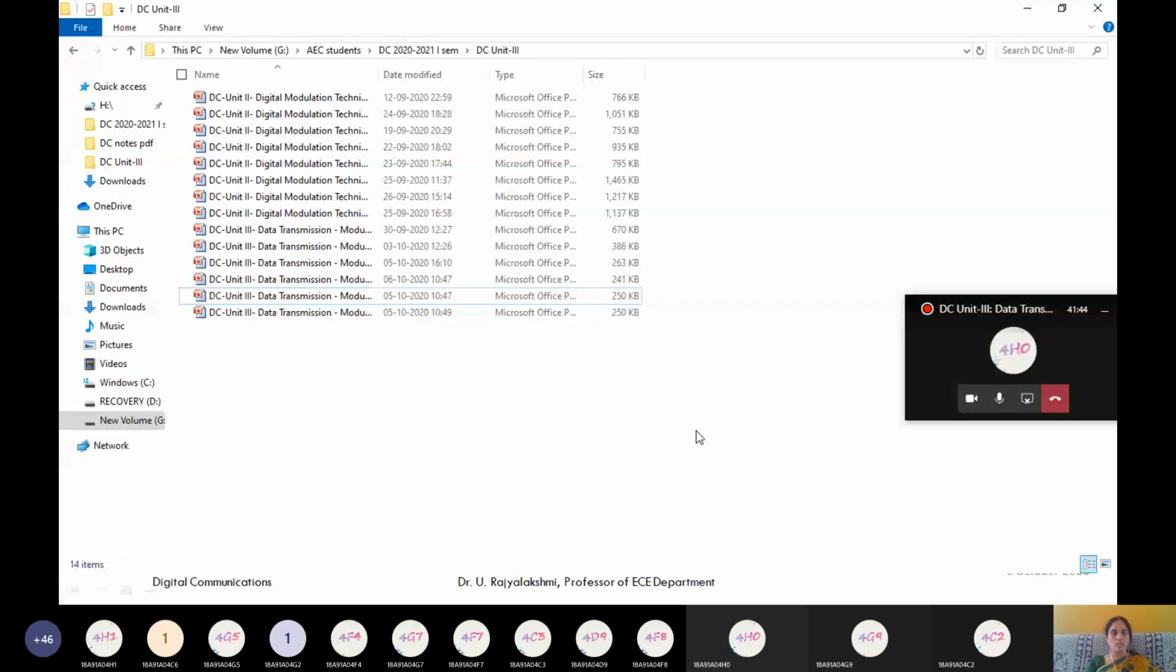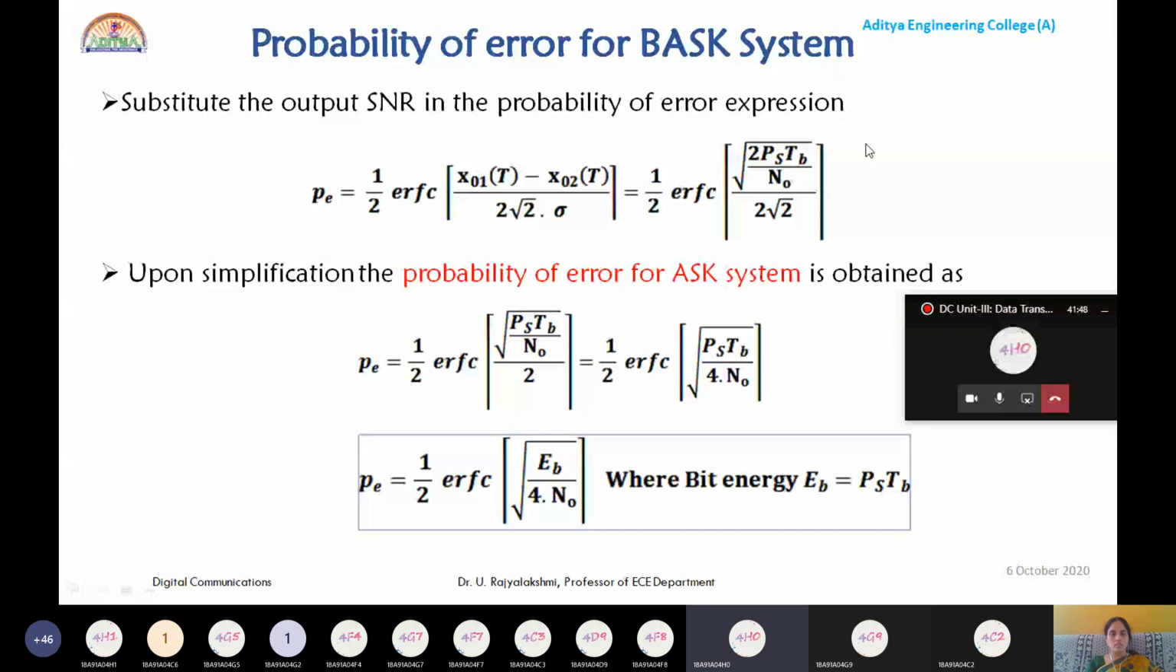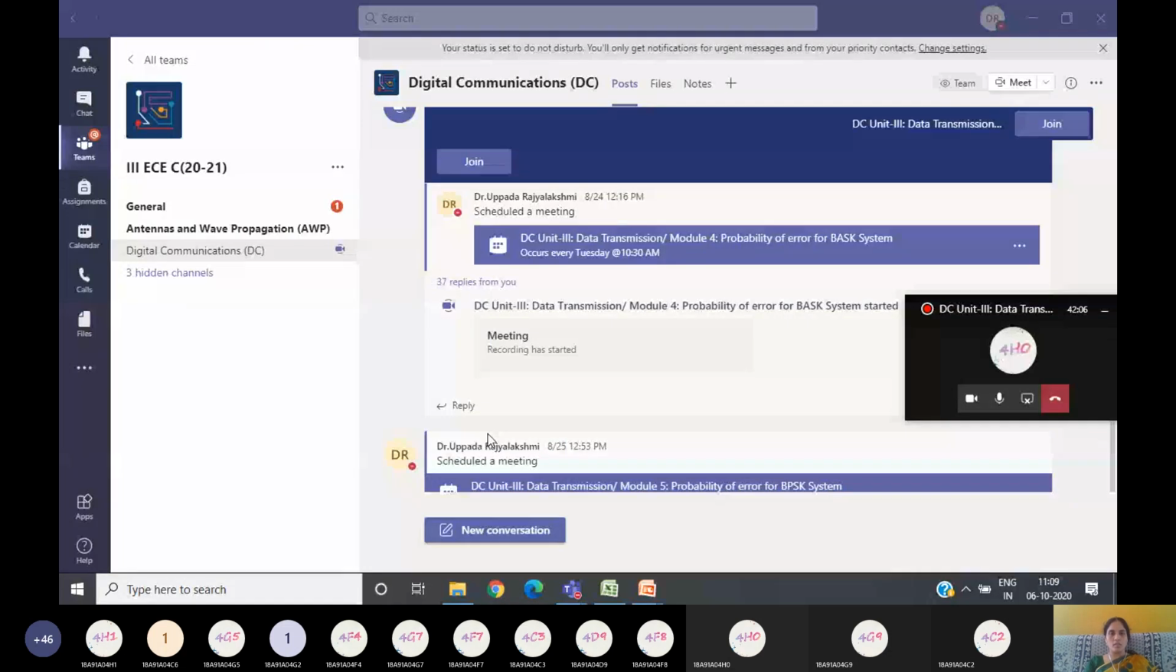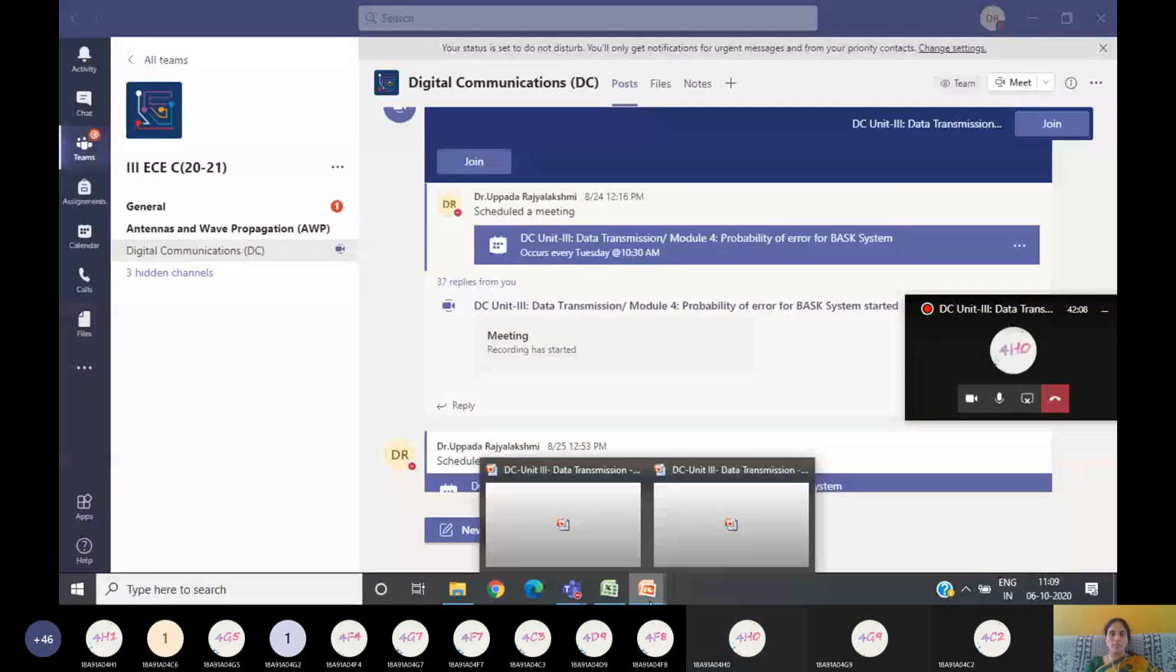సో ఫైనల్ గా ఎంత వచ్చింది మనకి? ఫైనల్ గా ప్రాబబిలిటీ ఆఫ్ ఎర్రర్ ఈక్వల్స్ టు half ERFC of √EB by 4n0, మ్యామ్. So from this we can conclude that the probability of error for binary ASK is higher compared to the matched filter, traditional matched filter. Okay ma, thank you. Now let us move to the binary PSK.